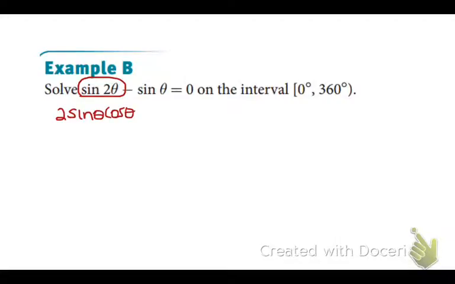Okay, so all we've done is replace, so we just went from this to this. You still have the minus sine theta equal to 0. Okay, so let's factor out. We have a sine theta here, and we have a sine theta here, so we're going to factor that out. Once we factor that out of that first term, what do we have left inside the parentheses? 2 cosine theta minus 1.